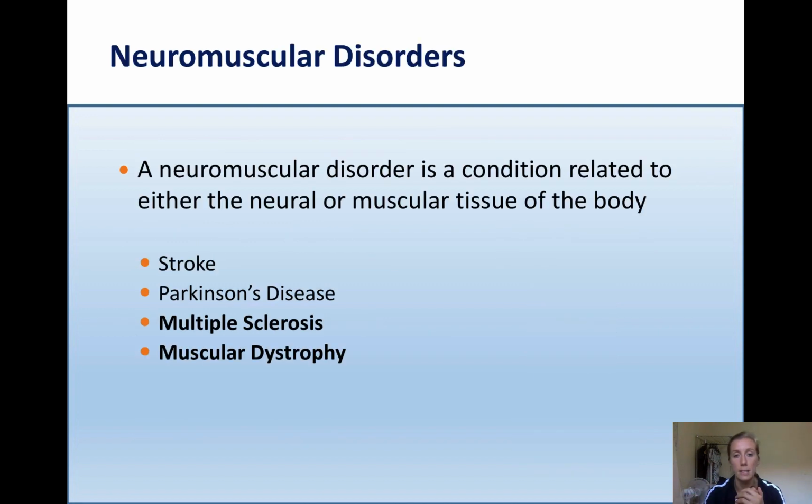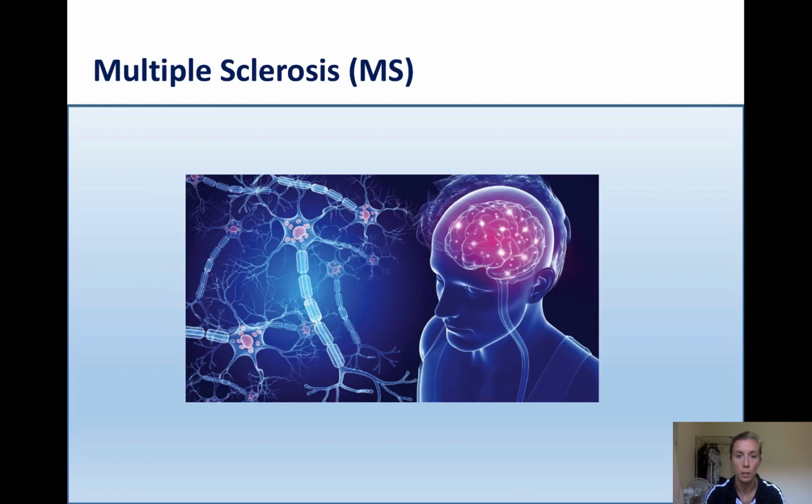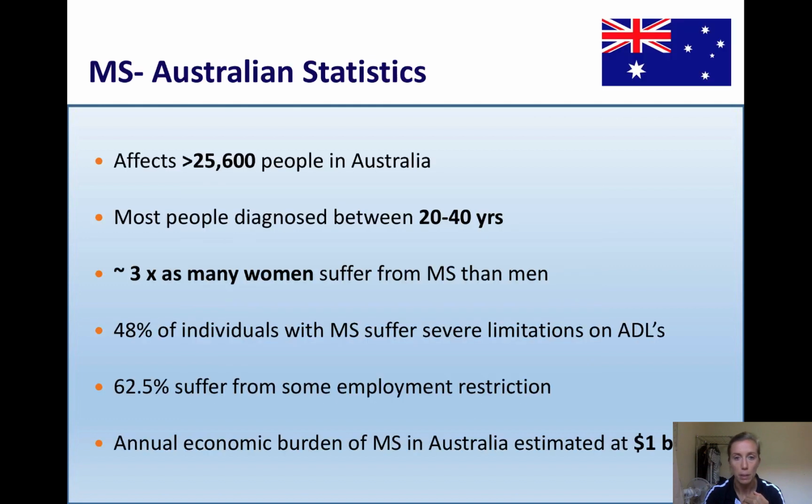So, as I said, guys, part 2: multiple sclerosis, muscular dystrophy, better not get those mixed up. And as we said last week, a neuromuscular disorder is a condition that's related to either the neural or the muscular tissue of the body, just to reinforce that definition. Kicking off with multiple sclerosis, I'm going to refer to this as MS throughout the lecture, just to save my breath.